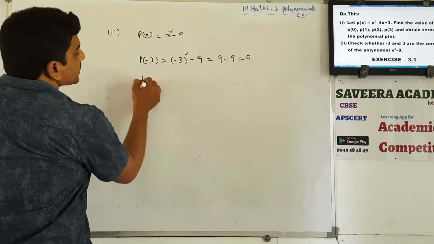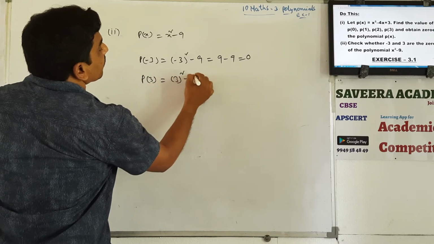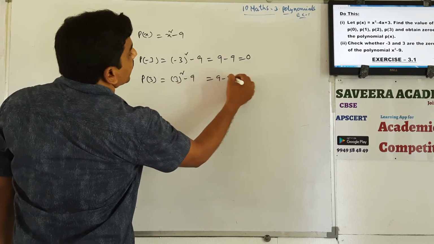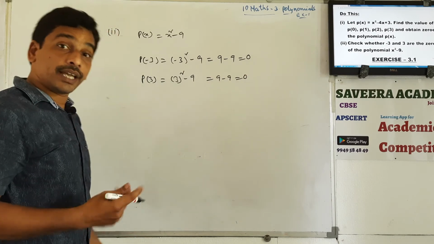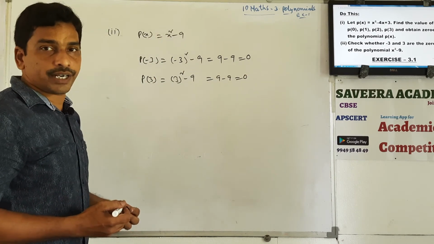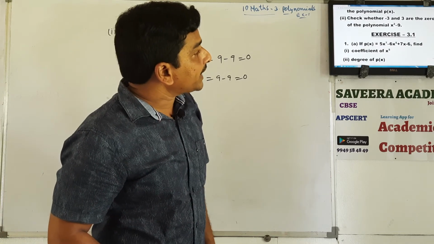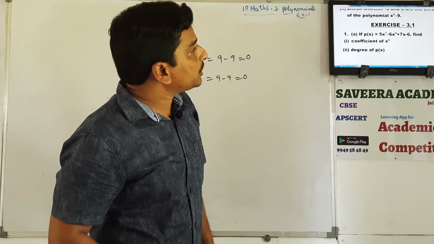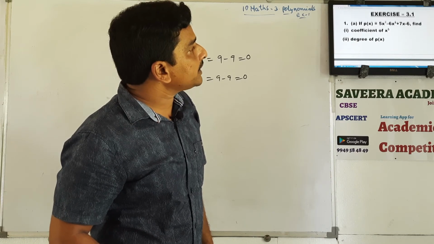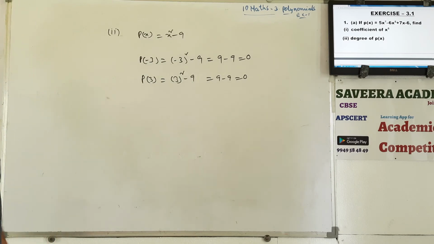Now let us check 3. P of 3 is equal to 3 square minus 9. 3 square means 9. 9 minus 9 is equal to 0. Yes, 3 is also a zero of this polynomial. Do you understand, students? Okay. Now we shall go to exercise 3.1. Let us check it.